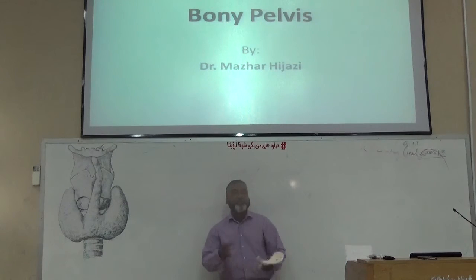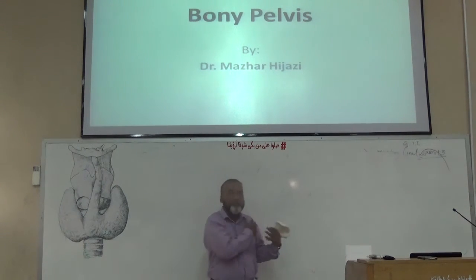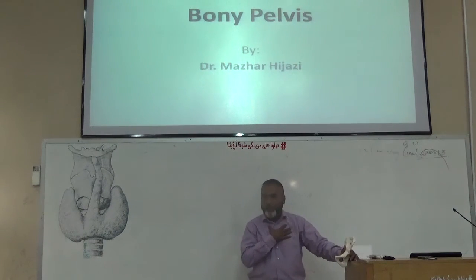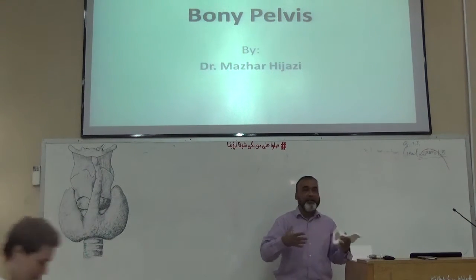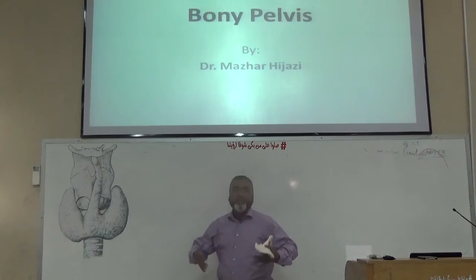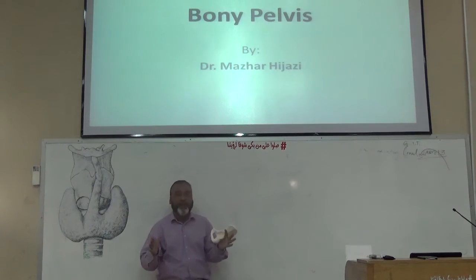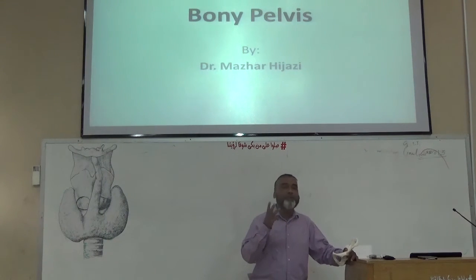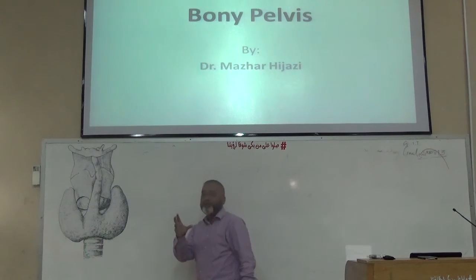First of all, you must know that as we have in the upper region a girdle named the pectoral girdle, in which we have the scapula, humerus, and the clavicle. Similarly, in the lower part, in the beginning of the lower limb, we have a girdle named the pelvic girdle, and this pelvic girdle comprises 3 different bones.